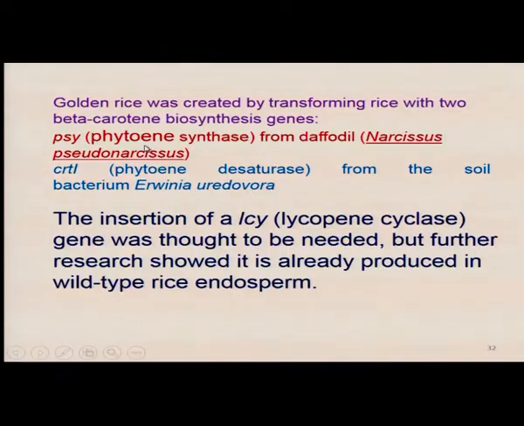Philippines. So this golden rice was created by transforming rice with 2 beta-carotene biosynthesis genes, the PSY, the phytoene synthase gene from the daffodil, and the CRTI gene, the phytoene desaturase gene from the soil bacterium Erwinia. The insertion of the LCY gene, that is the lycopene cyclase, was thought to be needed, but later research showed that the lycopene cyclase is already produced in the wild rice endosperm.